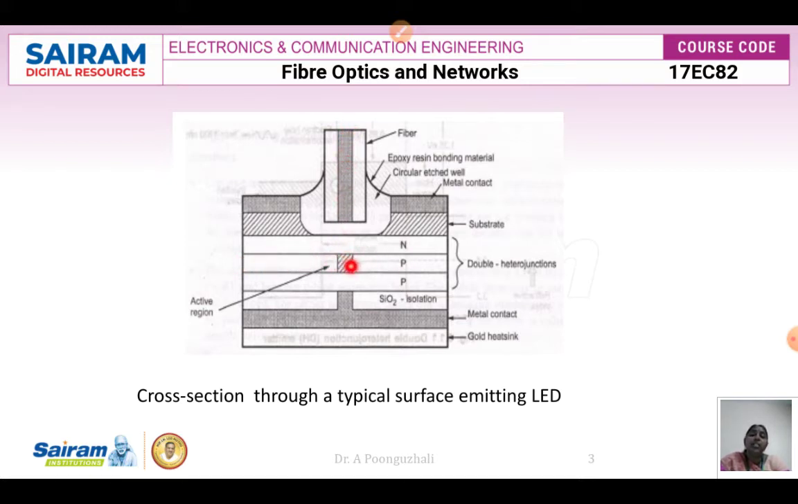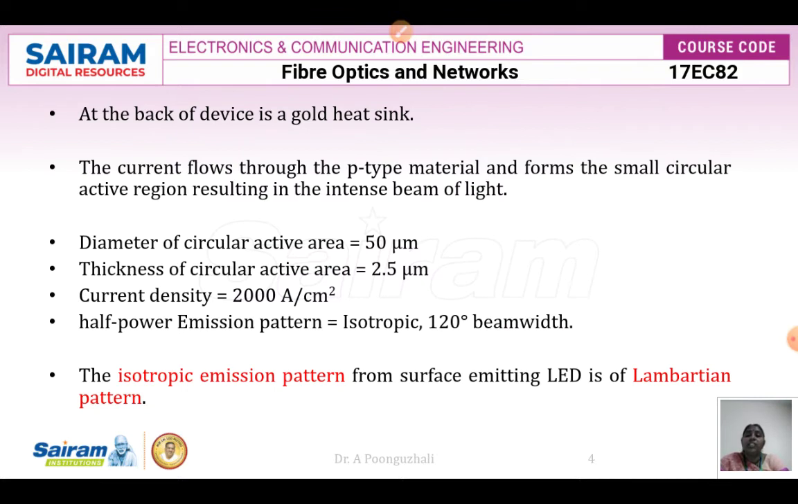In this case we can see that light emitted in this active region can be efficiently coupled into the fiber. This fiber is attached to the substrate through an epoxy resin bonding material. The current flows through the P-type material and forms a small circular active region, where the recombination is more. As a result, the beam of light is also more intense.